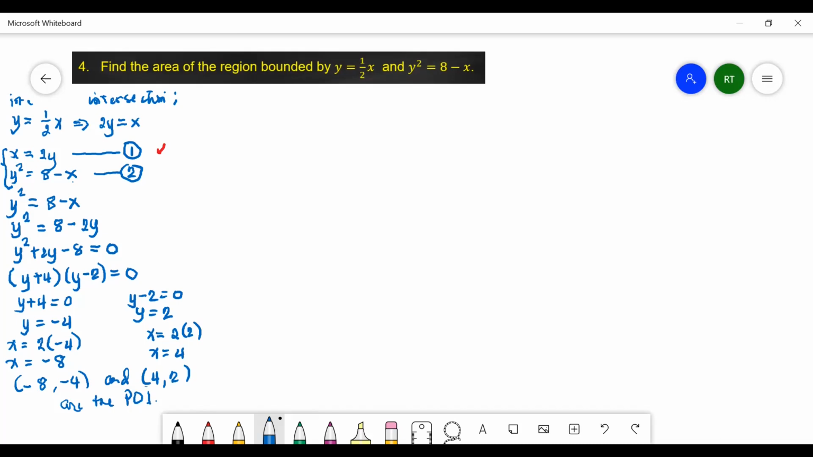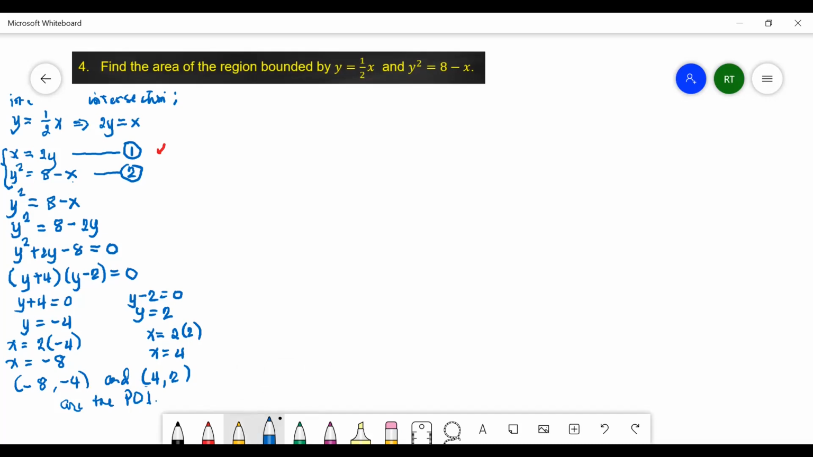Hence, if we will draw the region bounded by the two curves, we have the line x is equal to 2y, or y is equal to 1/2 of x, and we have the parabola y squared is equal to 8 minus x.